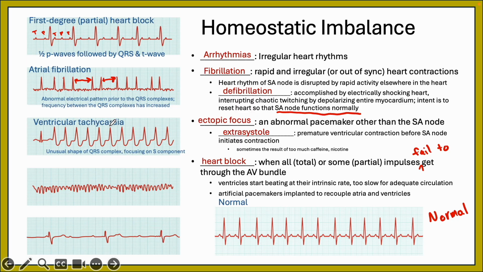With ventricular tachycardia, you're going to have an unusual shape to the QRS complex. This is especially evident when you look at the S component. Here, your Q, R, and then your S, you would expect to just go down a little bit, but it goes way down before it comes back up. So that represents ventricular tachycardia. Tachy is referring to a fast heart rate. Ventricular tachycardia is saying that the ventricles are contracting faster than what they normally would be.